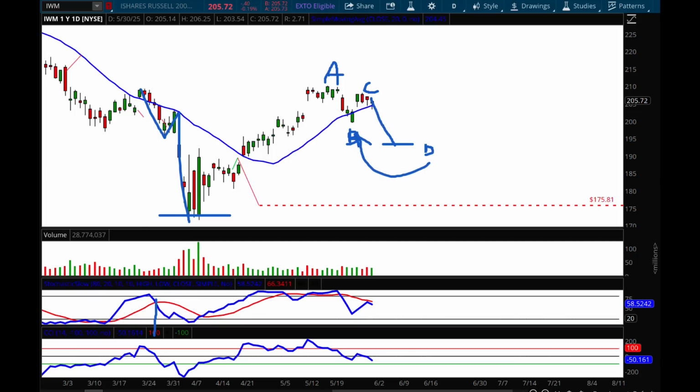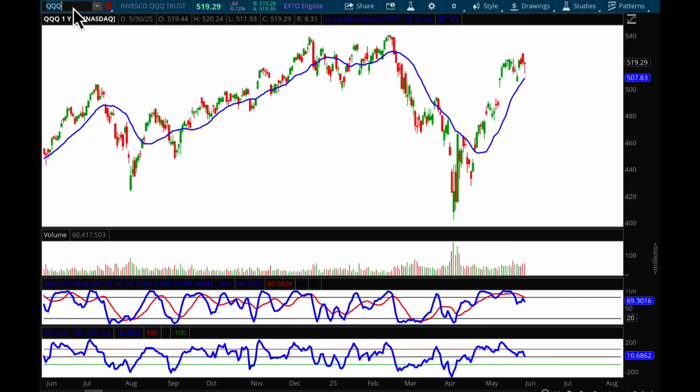And eventually, I think we're going to just zigzag our way all the way down to that support level, which is from the lows in late March. Okay, so that's IWM. Looking at the Qs, it's basically the tech sector.